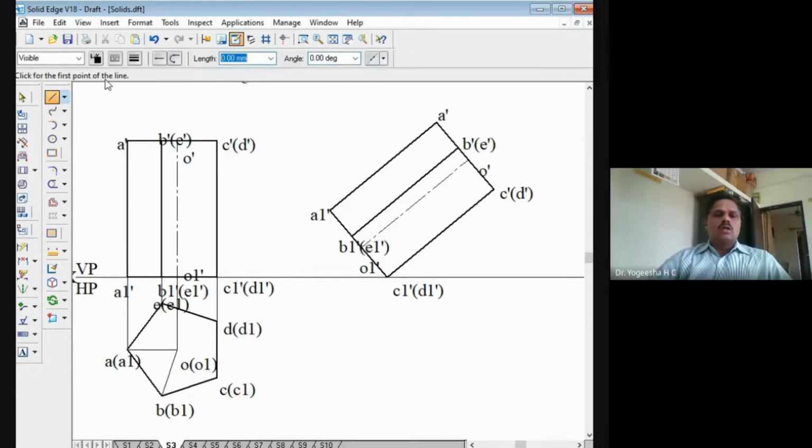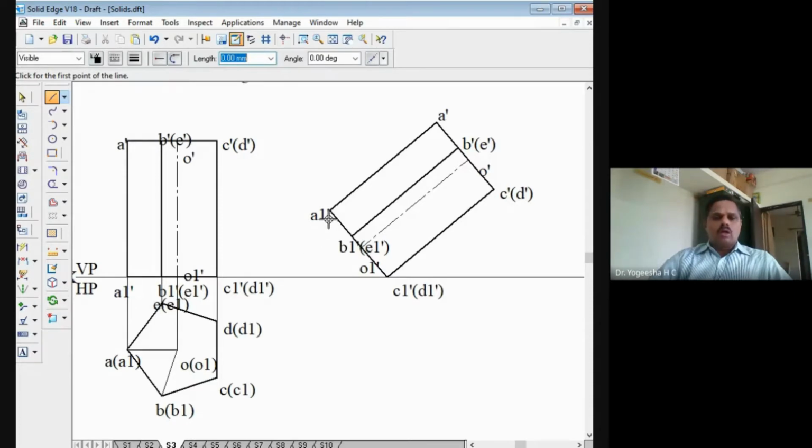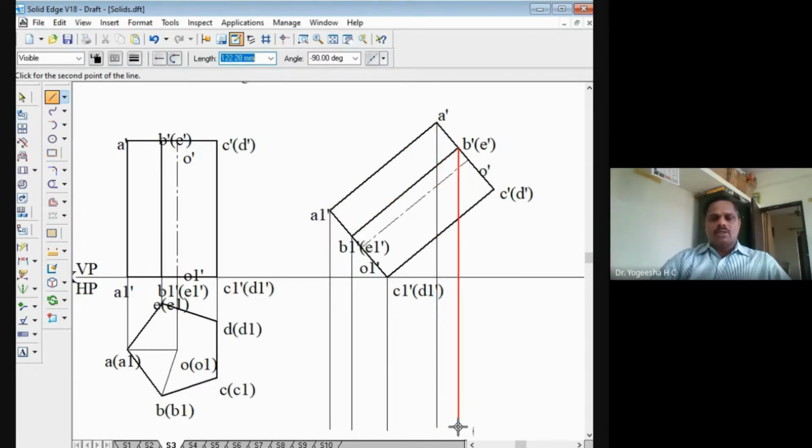Now we'll draw the projectors downwards and get the second top view. So I have to take the thin and continuous line only. I'll draw the projectors downwards now. Projector line drawn from A1 dash, projector line drawn from B1 dash or E1 dash, like that. Here also I'll draw the projectors from A dash, vertical projectors I will draw now. Then B dash, then C dash. Similarly, I can draw it from O dash and O1 dash.